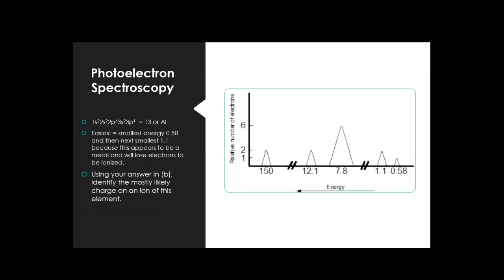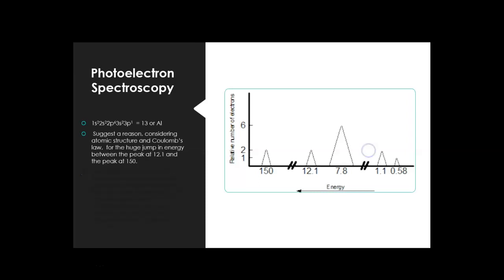Now, using your answers here, identify the most likely charge on an ion of this element. So how many electrons will it lose since it's a metal? And the answer is the 2 rightmost peaks here, 1.1 and 0.58, add up to 3 electrons. Therefore, the charge on the ion would be +3.